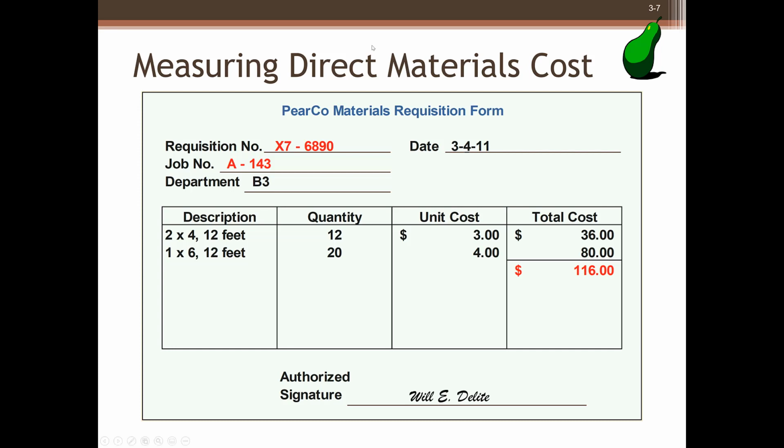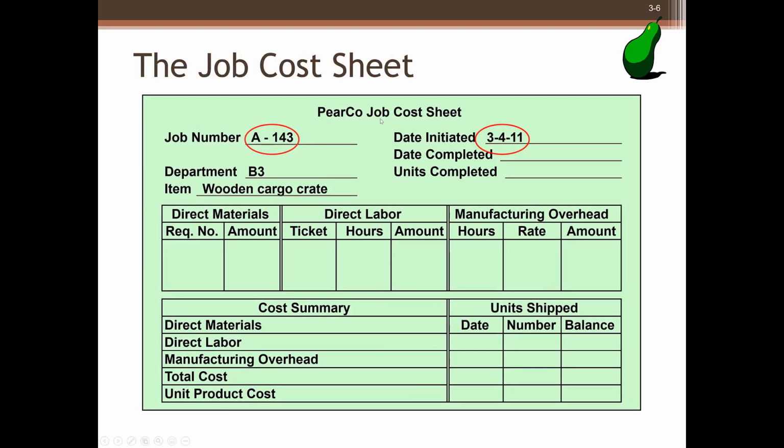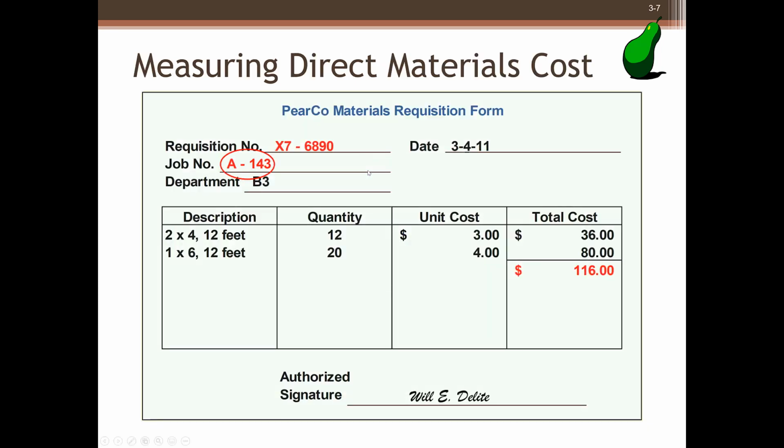Let's take a look at the example of the Paraco materials requisition form. The job number here is A-143, which matches the job number on the job cost sheet. There's a requisition number, X7-6890. For this job, it requires two types of materials.